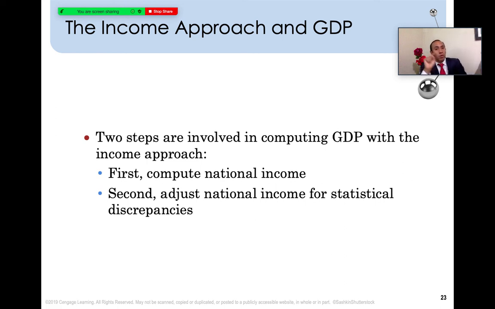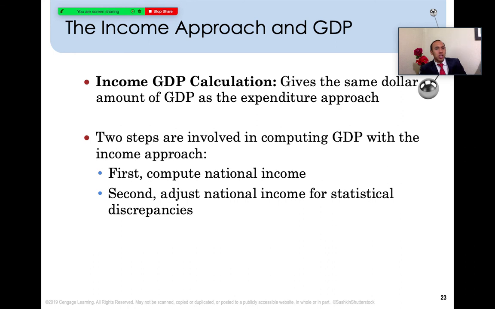So we need to know first what's in the national income, which is the income of all economic resources. And second, we need to adjust for any discrepancy that may come about. So let's take a look at what's within the national income. The income GDP calculation will give the same amount as the GDP expenditure approach calculation in dollar terms. Both of them should be equivalent, actually, because the GDP of one year using the expenditure approach should be the same as the GDP of the same year using the income approach. If they're different, then we have a systematic calculation error.